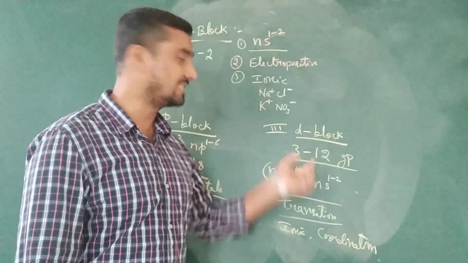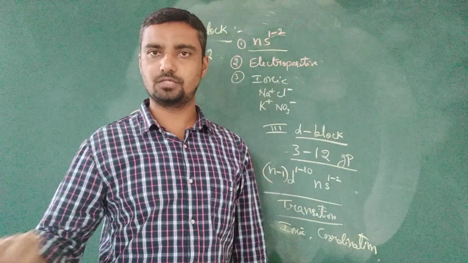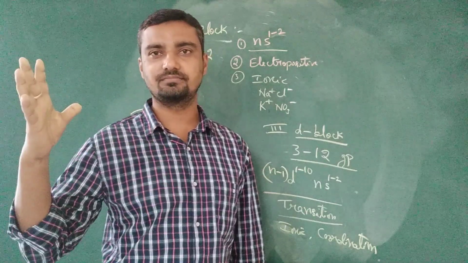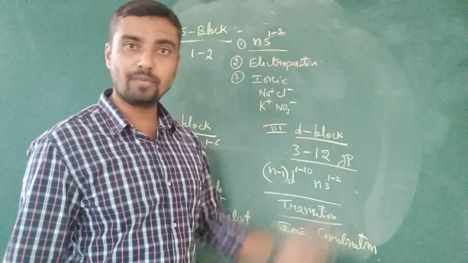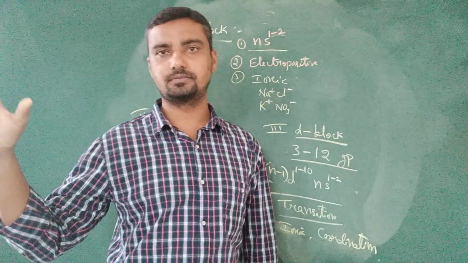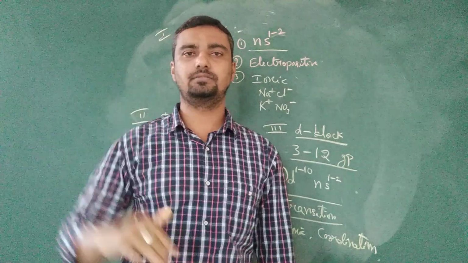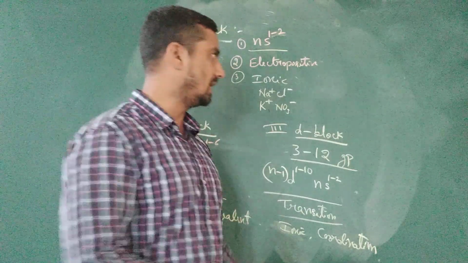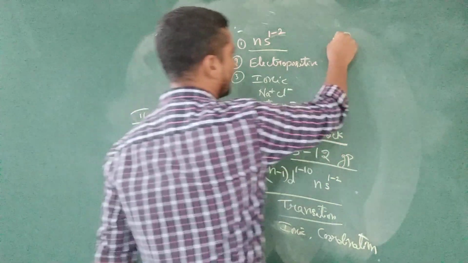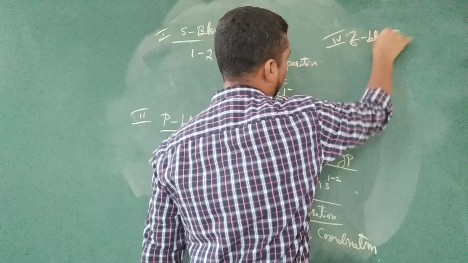These elements exhibit colors; they have different colors. So chemistry is also a colorful subject. Why is chemistry a colorful subject? Because these metal atoms exhibit different colors because of the transition of electrons from lower energy to higher energy. That will be studied in detail in second PU. Understood? Now we come to the last block, the fourth one: F block elements.